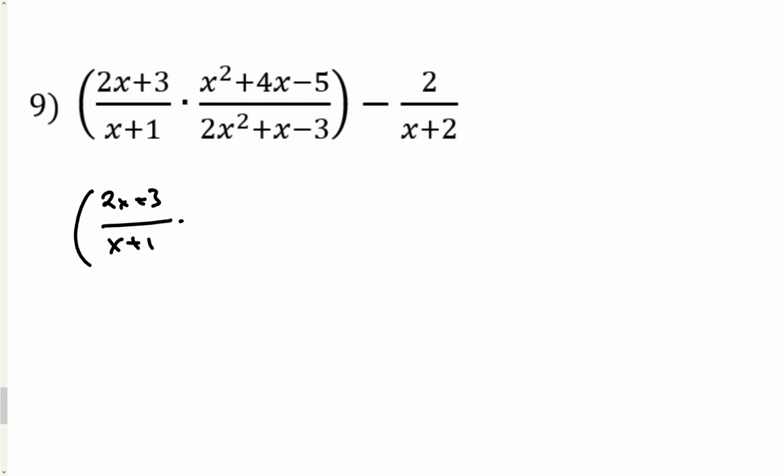Times, let's factor this expression up top. Factors of 5 that subtract and give me 4. Well, that's going to be x plus 5, x minus 1.